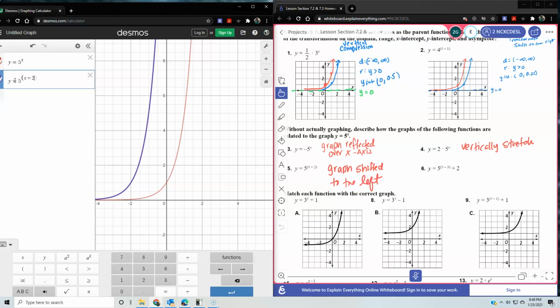Number 6 has multiple transformations. So you have x minus 3, which you know, if x plus 2 shifted to the left, then x minus 3 is going to shift it to the right, and you saw that. And the plus 2, which is outside the parentheses, is going to move it up. So now your horizontal asymptote is y equals 2. So let me write that as multiple transformations: shifts to the right and moves up vertically, right?